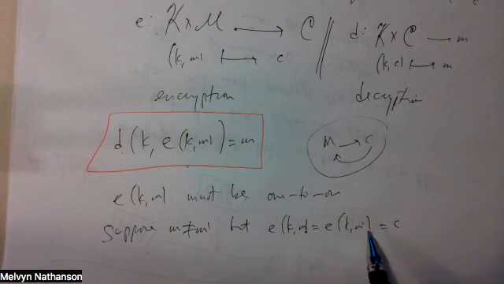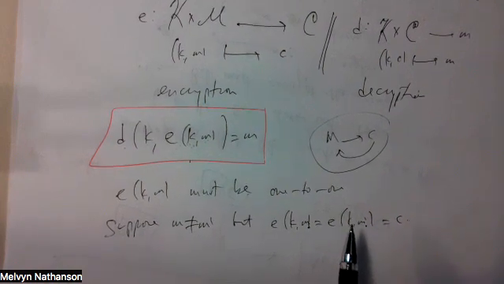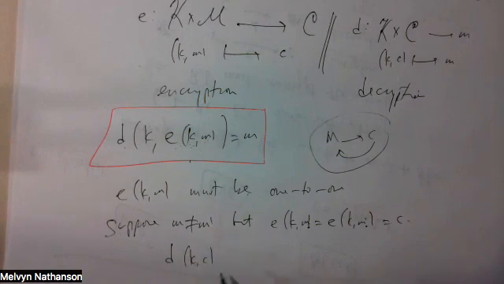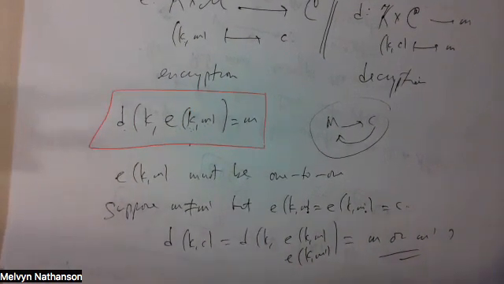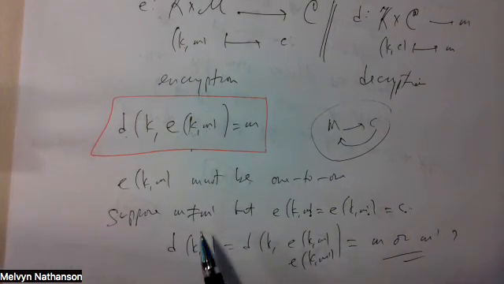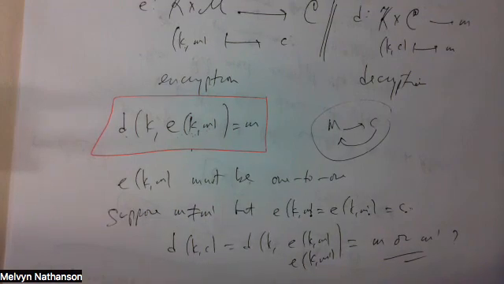So when you encode M and you encode M prime, you get the same ciphertext. Then if you apply decryption to K and C, that's decryption of K and E of K, M, which is the same as E of K, M prime. What do you get? M or M prime? You cannot decrypt. The same ciphertext could have come from two different plaintext messages if your encryption algorithm is not one-to-one. So one of the criteria for a good encryption scheme is that it be one-to-one.